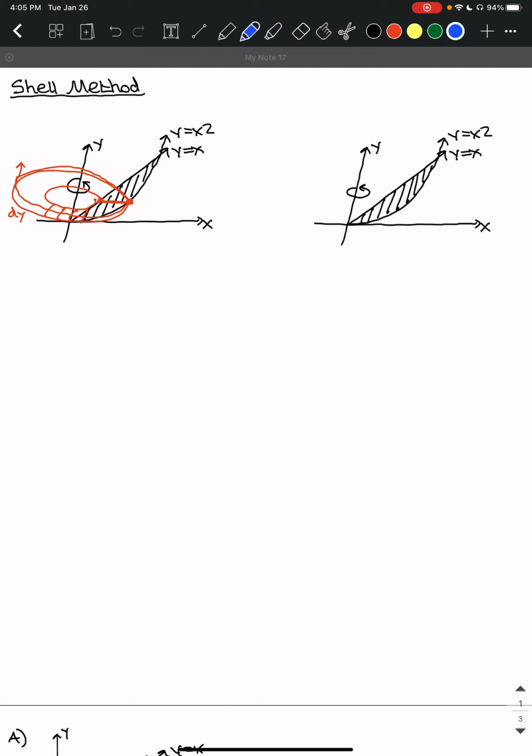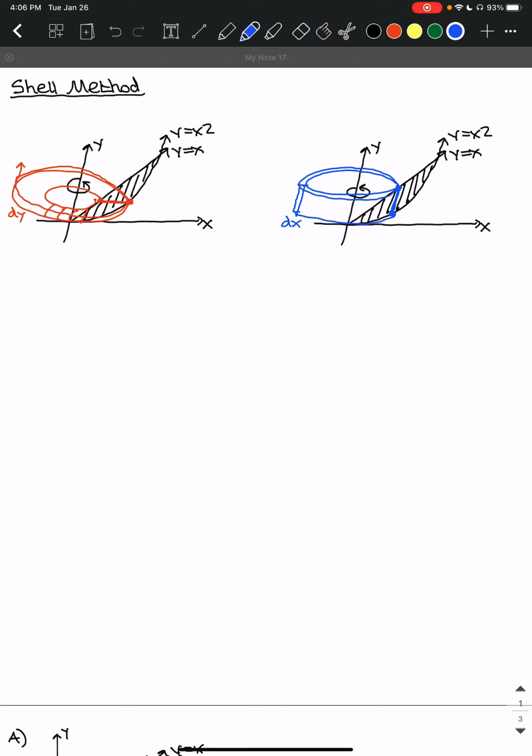With the shell method, instead, what we're going to be doing is working with strips that are actually parallel to the axis of revolution. So I'm going to draw my little strip here, and when I revolve this around the y-axis, I end up drawing this cylinder-looking shape, obviously called a shell. And the reason it's called a shell is because we give it a tiny bit of width to give it a volume, right? So we call this little width dx that we give it.